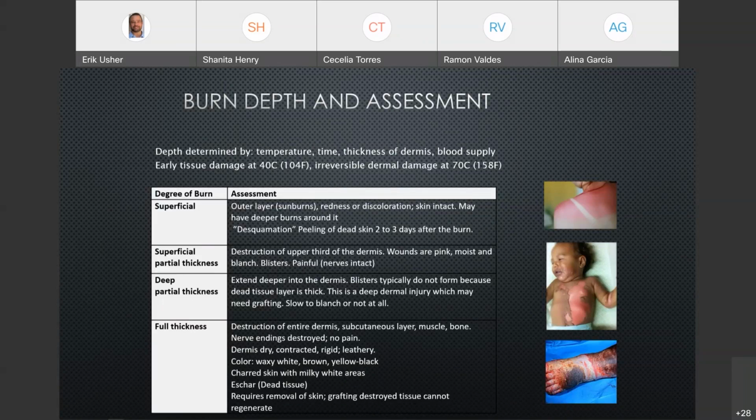About 2 to 3 days later, you get this desquamation of the skin. It sloughs off, it peels. And you see people sitting there peeling away. I worked with a girl who loved to peel sunburns. Gross.